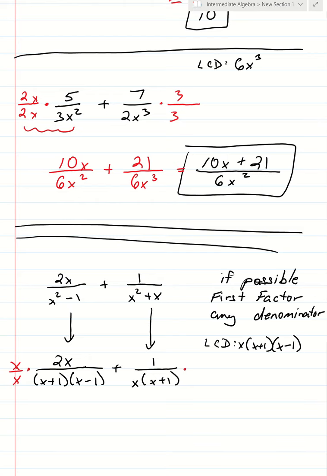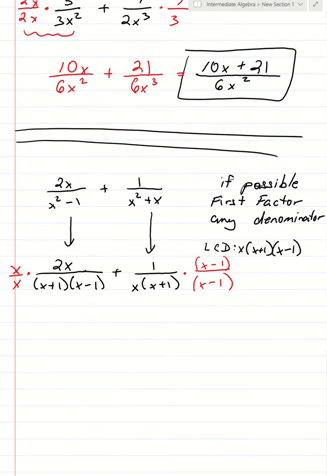Next, let's take a look at the second fraction. It already has the x. It already has the x plus 1. But what's missing from my denominator is the x minus 1. So I have to multiply the top as well as the bottom by x minus 1, because that's what's missing. You always multiply by what's missing.